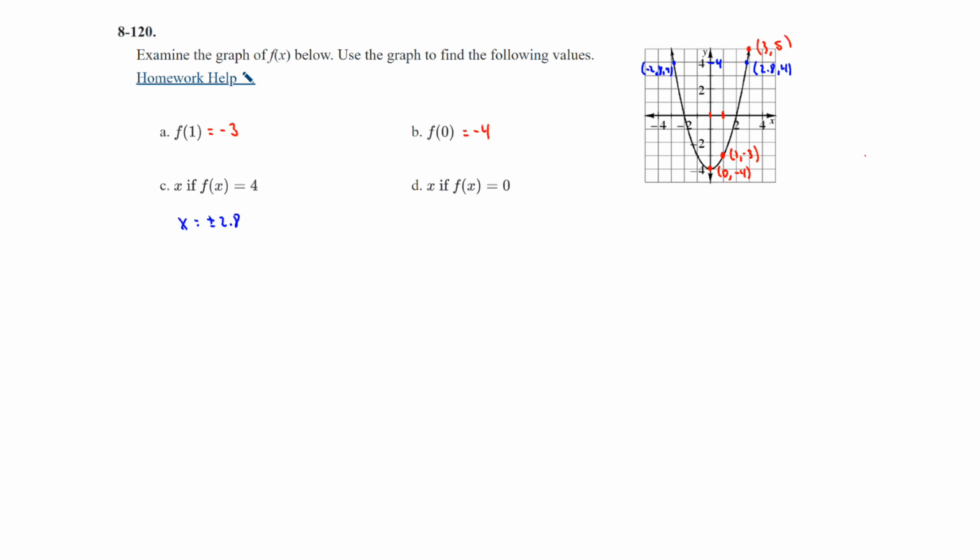And then on D, f of x is equal to 0, so right here at 0, it's going to be at negative 2 and 2. So x equals plus or minus 2.